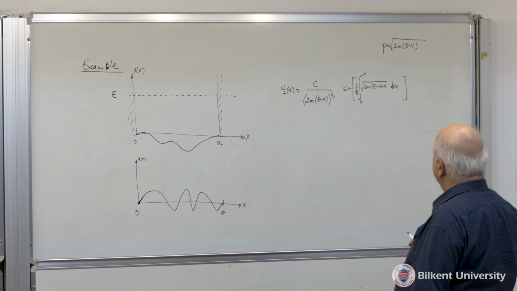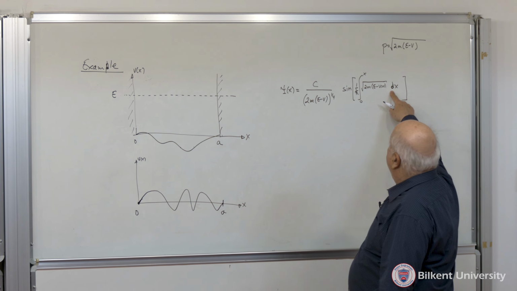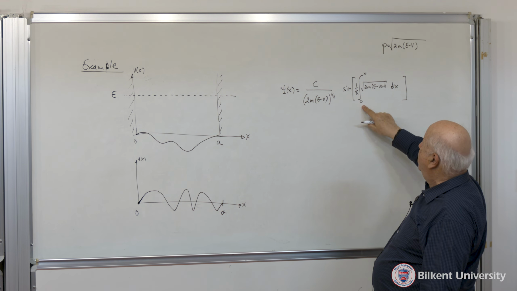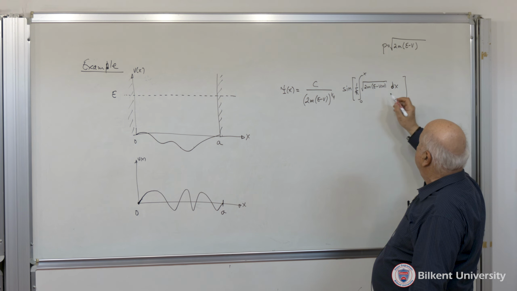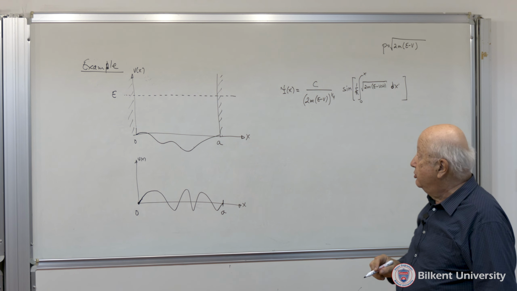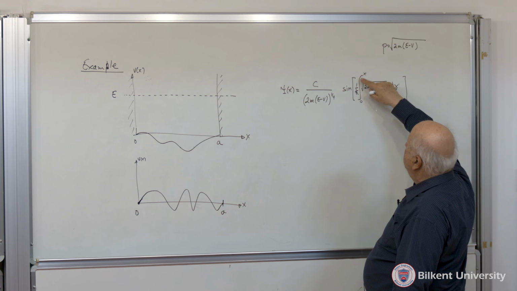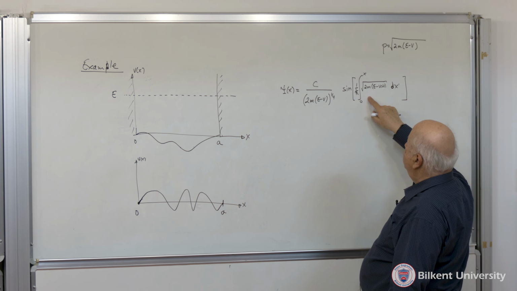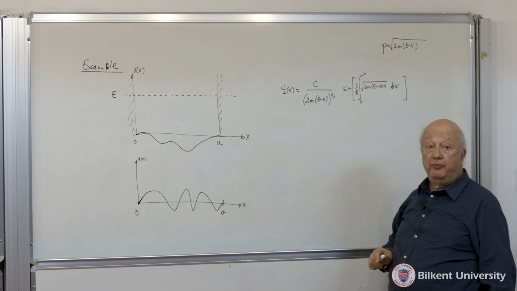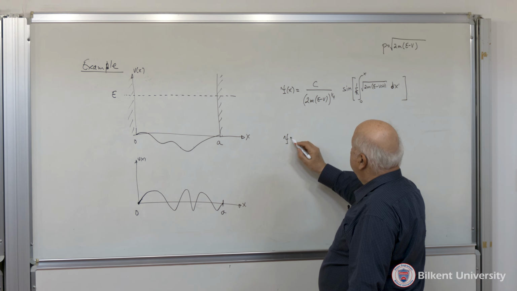Now, this guarantees that when I put x equal to 0, this is an integral from 0 to 0. This x is a dummy variable, right? It's inside the integral. You can make it an x prime if you like. So if you integrate this from 0 to 0, this term here is 0, so sine 0 is 0. So psi of x is equal to 0 at x equal to 0. But I also want psi of a to be equal to 0.